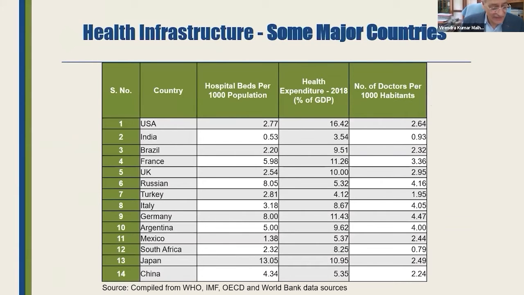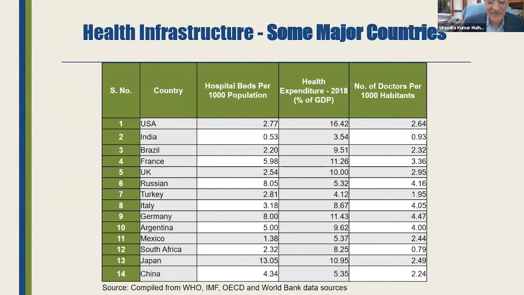Next three slides are about health infrastructure, COVID cases and deaths, and the vaccination program, and how they have finally helped. We'll talk about that in the concluding section. We could see the names of these countries, hospital beds per 1,000 population, health expenditure as percentage of GDP, and number of doctors per 1,000 inhabitants.